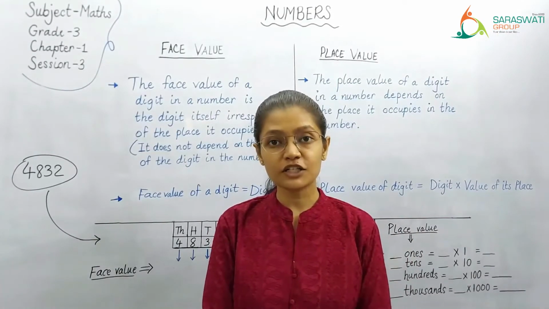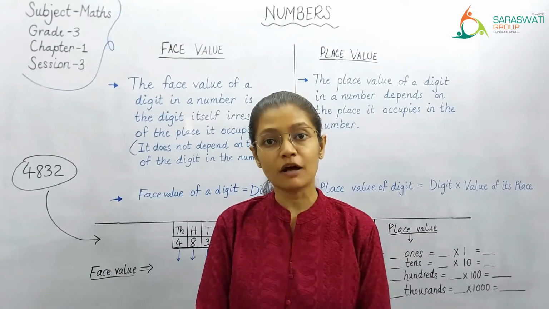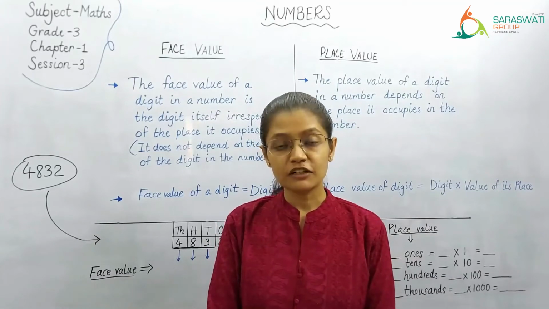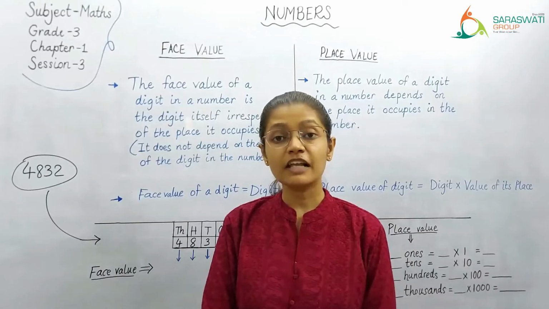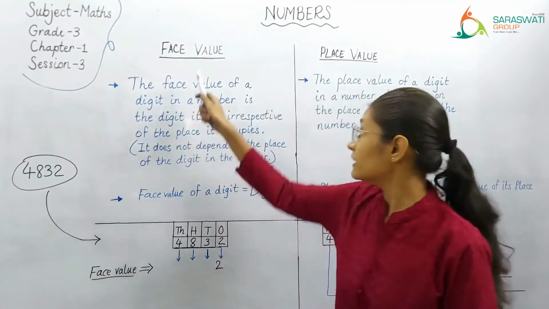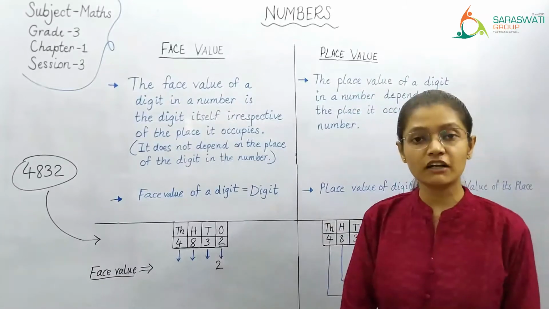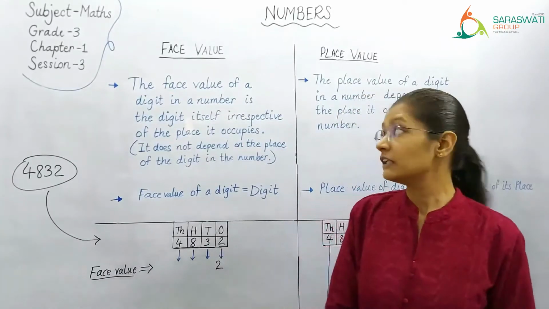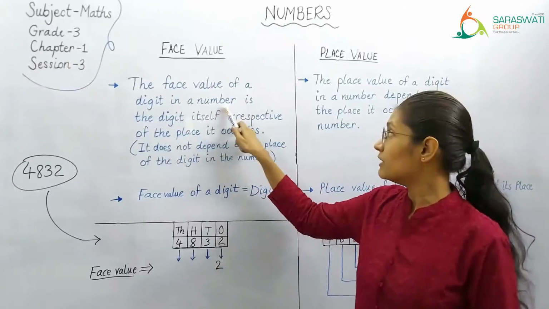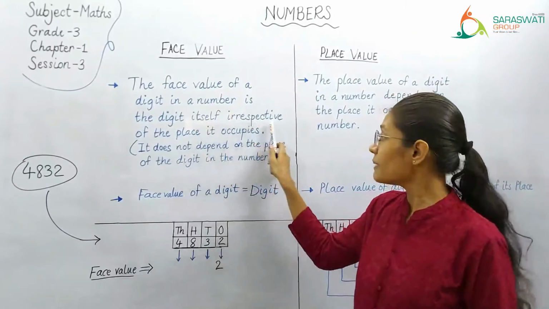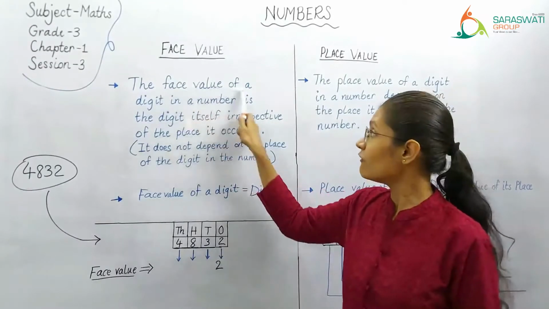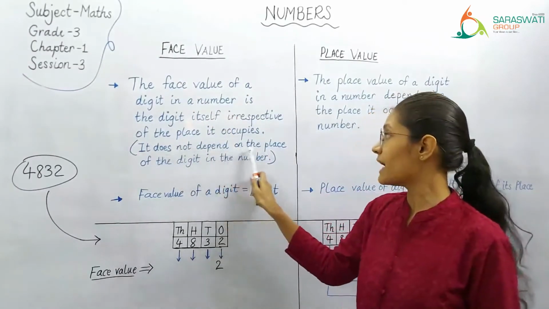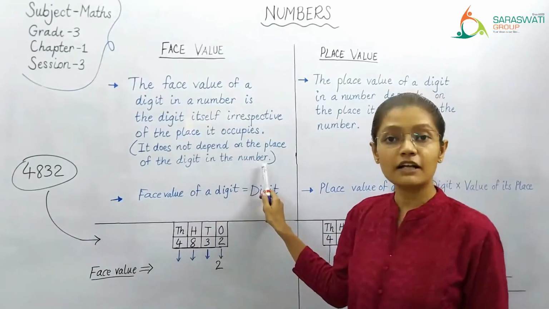Today I am conducting this session for subject Math grade 3 and this is our third session for the chapter numbers. Now students, in the previous session we have learned how to read and write 4-digit numbers. Now in today's session let us recall the concepts of face value and place value of a digit in a number. So students, the face value of a digit in a number is the digit itself, irrespective of the place it occupies. Irrespective means that the face value of a digit in a number does not depend on the place of the digit in the number.